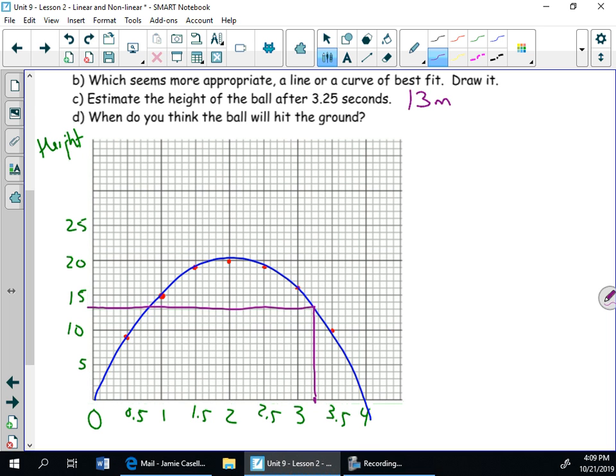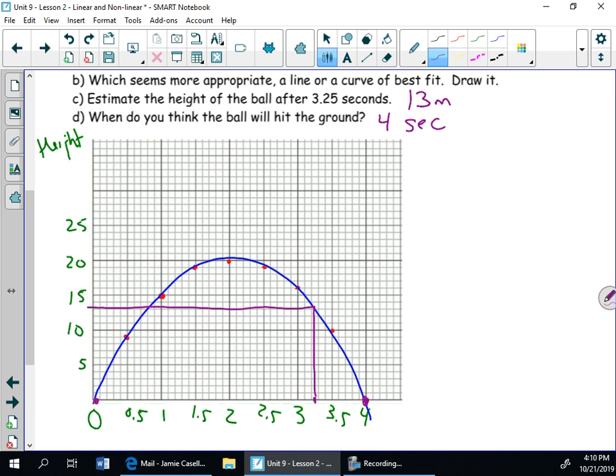When do you think the ball is going to hit the ground? Well, look at my curve of best fit. This is where it started. That means where it ends would be way over here at about 4 seconds. So I can still make predictions from a curve. Just think about it being a curve.